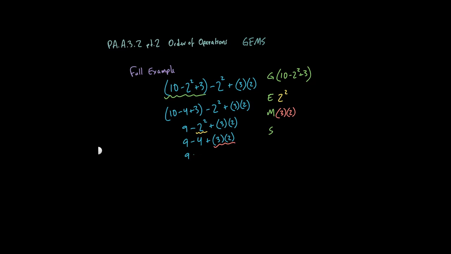After you do the multiplication, you should just have subtraction and addition left, which is going to be 9 minus 4 plus 6. Just go left to right or type that into the calculator and you get 11. That's about all there is to order of operations. Make sure you practice. Ask me if you have any questions.